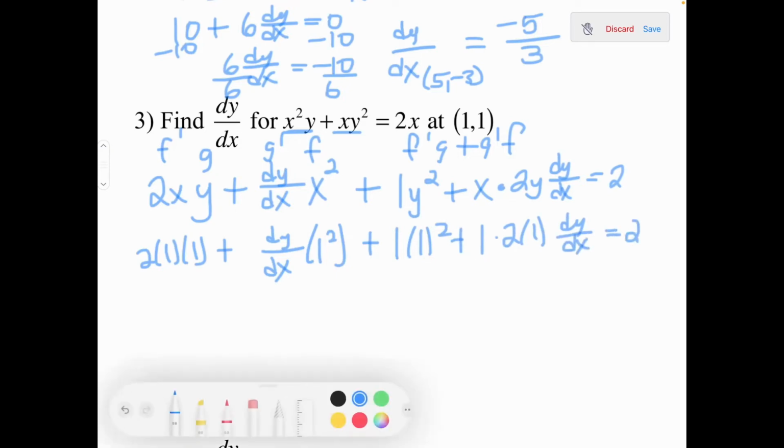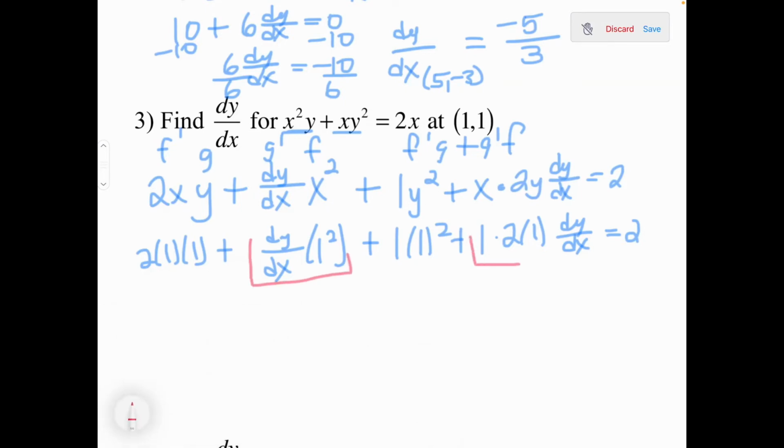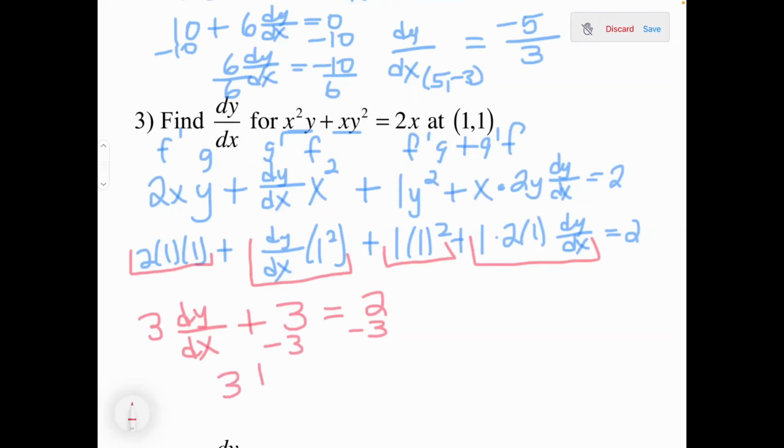Anything with a dy/dx in it would be like terms, and all the other numbers would also be like terms. So we're looking at 1 dy/dx, and 1 times 2 times 1 would be 2 dy/dx. So we have 3 dy/dx all together. And we have 2 times 1, which is 2, and 1 times 1 squared, which is 1, and 2 plus 1 is 3. And that's equal to 2. And then we subtract 3 from both sides. So we get 3 dy/dx is equal to -1. We divide both sides by 3, and we get dy/dx is equal to -1/3.